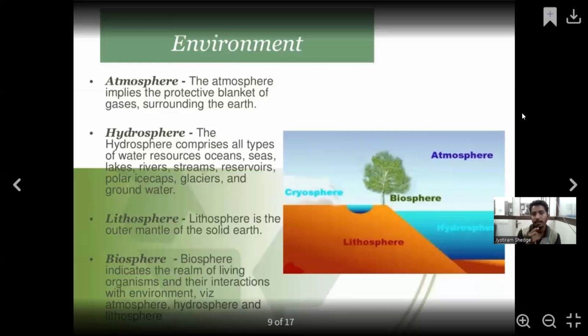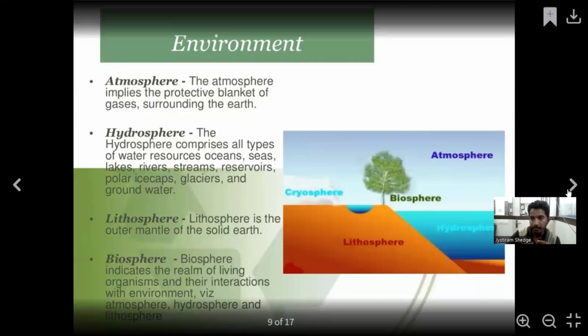Then lithosphere. The lithosphere means the study of the soil. This soil is important in terms of the growing of plants. We study about the many minerals present in soil. So this is all about the lithosphere, and all three components come together, atmosphere, hydrosphere, and lithosphere. This is called the biosphere. This biosphere indicates the realm of living organisms. All living organisms are present in the biosphere. So this is all about the biosphere study.